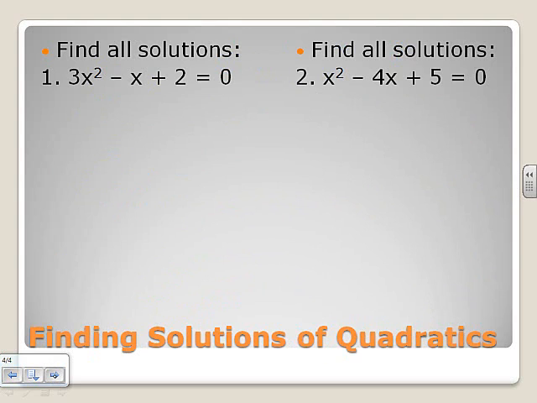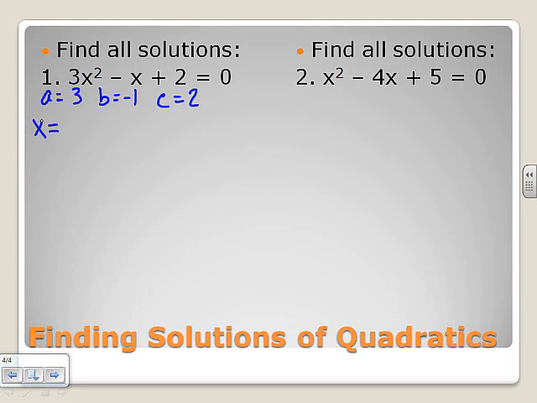Now let's look at finding all solutions. We're going to solve these quadratic equations. If we do 3 times 2, we get 6. But there are no factors of positive 6 that will make negative 1. So we have to use the quadratic formula. So we're going to start by identifying a as 3, b as negative 1, and c as 2.